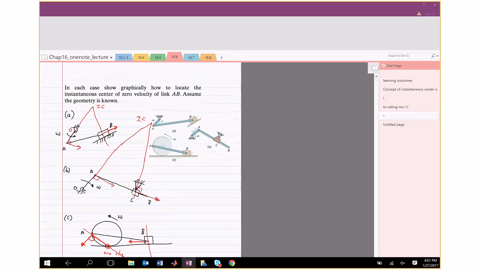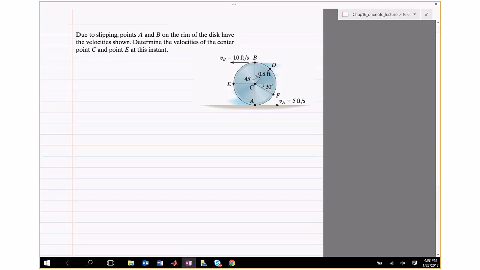Okay, let's solve another question. It's slipping. So due to slipping, points A and B on the rim have velocities of 10 and 5 feet per second as shown. You've got to find the velocity of the center point C and point E. Now this question, you can do using what you learned in the previous class. It's absolutely fine. Just that using the Instantaneous Center might make this problem simpler to analyze. So let's solve this using the concept of Instantaneous Center. But as I said, this is not the only way. You can use what you learned in the last class.